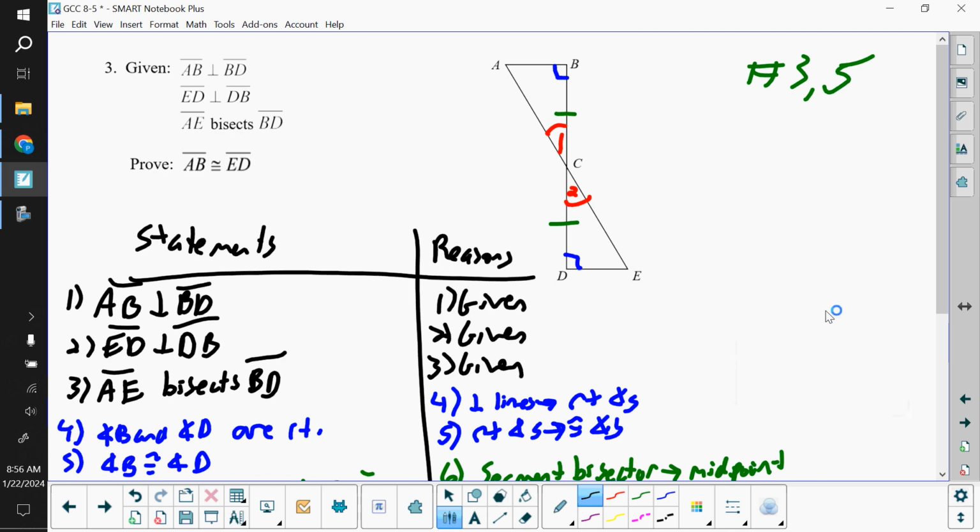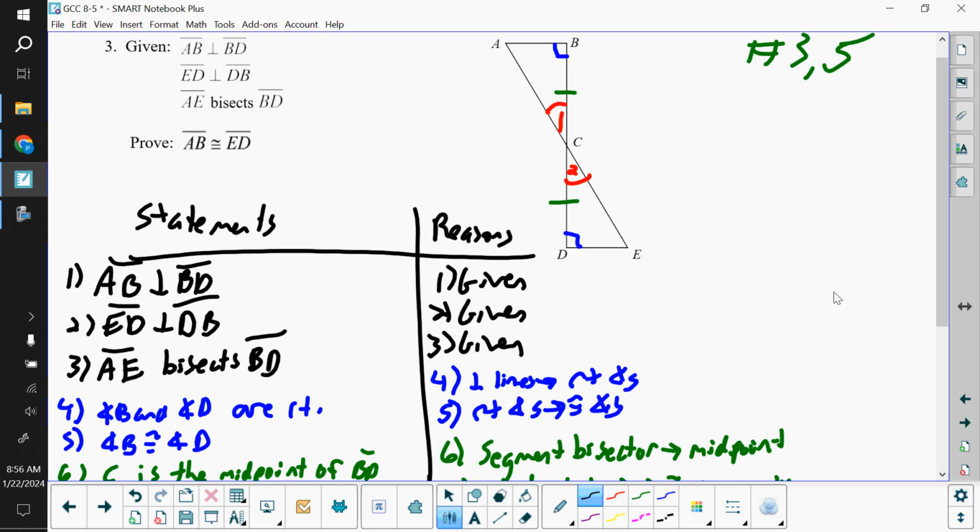All right, let's go through each of these proofs. So if you had gone ahead to the homework or something, please flip back to proof number 3 right now. So we had some perpendicular lines. So perpendicular lines implies right angles implies congruent angles. So angle B and angle D are right, and angle B congruent to angle D.